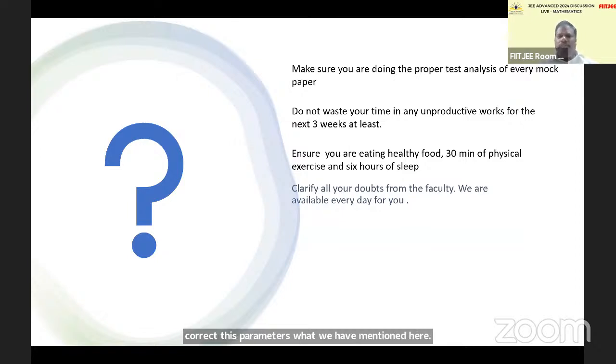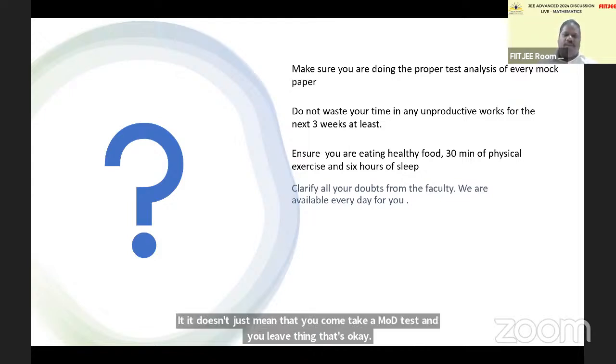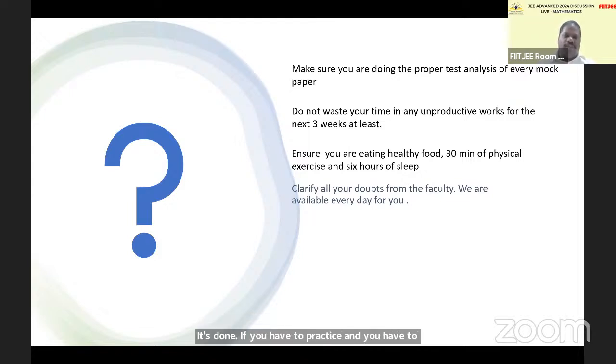And this is one of the important points. Make sure you're doing a proper test analysis of every mock paper. It doesn't just mean that you take a mock test and leave it, thinking okay, it's done. You have to practice and monitor your practice as well, and see where you're landing, whether you're improving, and whether there are certain aspects we need to cover up. All these things are very important.